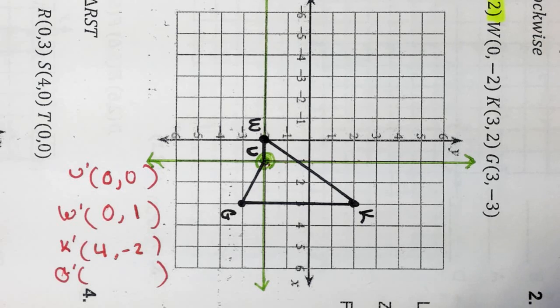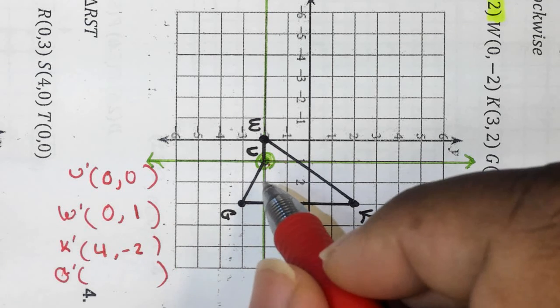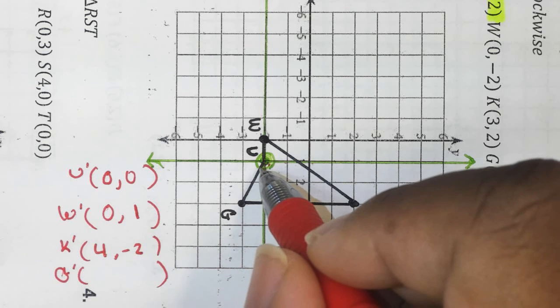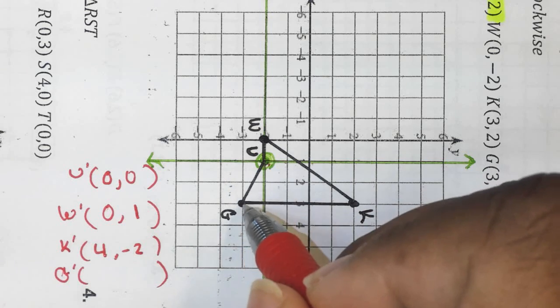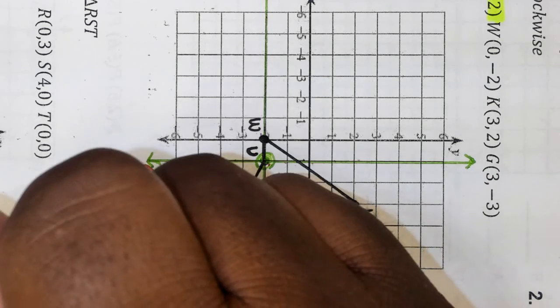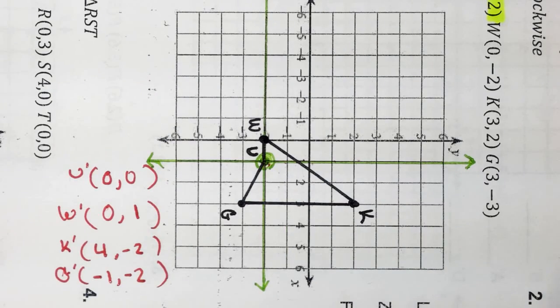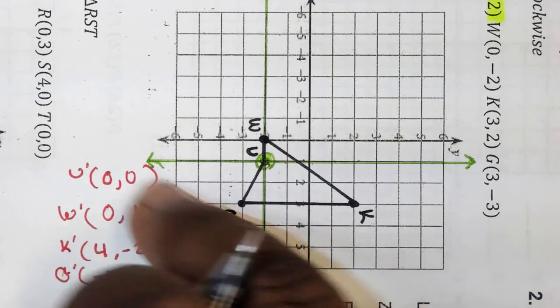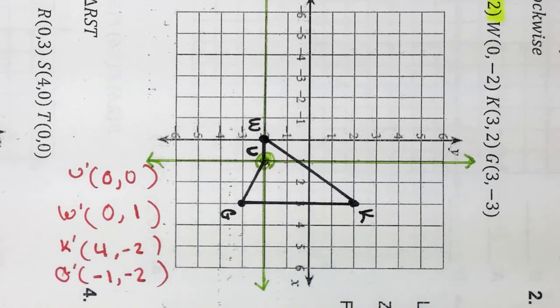G prime. On the last one, Jacob. Yes. Negative 1, down 1, 2, negative 2. Negative 1, negative 2. So now I have these points from my center of rotation. Now that I have these points, I want to turn my paper back straight, back to my original orientation.